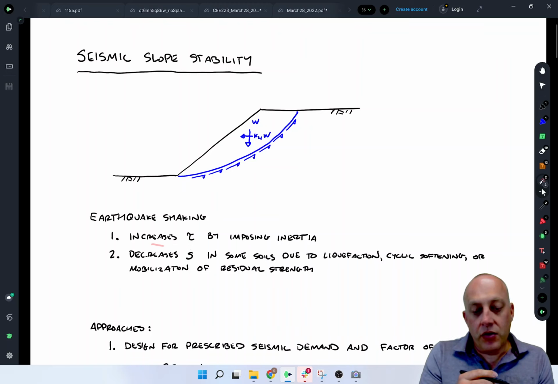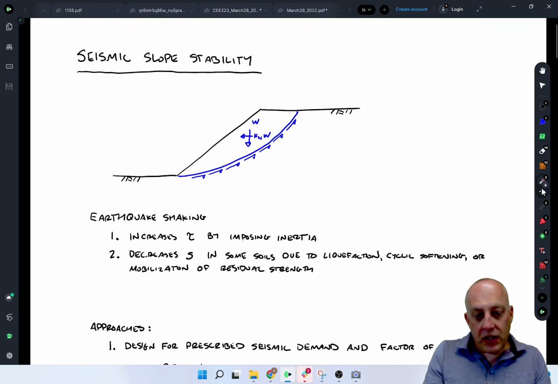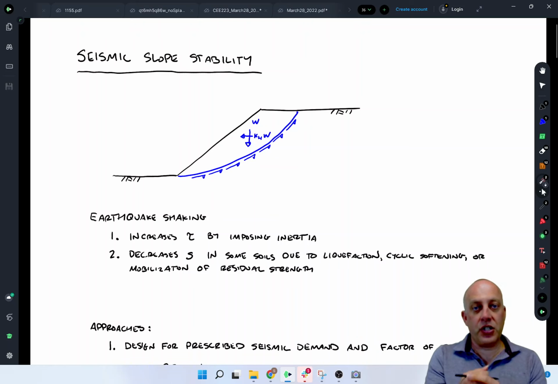So due to things like liquefaction, buildup of excess pore pressure, even if it doesn't fully liquefy, the soil may get weaker. There's cyclic softening of clay-like soils where cyclic loading will make it weaker, softer. And there's also mobilization of residual shear strength for sedimentary rock formations where the earthquake might actually cause the rock to move a bit, and that movement then will move the soil more toward a residual condition and make it weaker and more likely to slide again in the future.